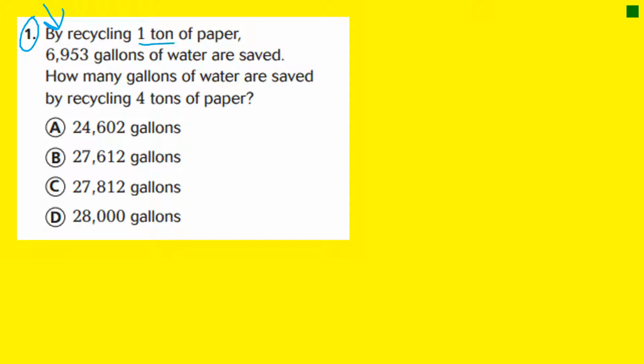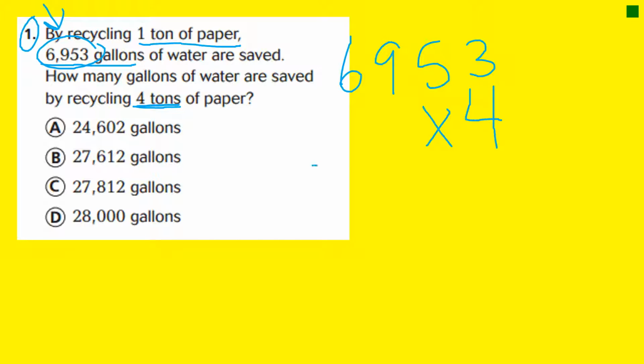Okay, so 1 ton, 6,953 gallons are saved. So what if you had 4 tons? So if you had 4 sets of 6,953, right? You're saving 4 times as much water. Okay? All right, here we go again. You guys are going to be so good at this.